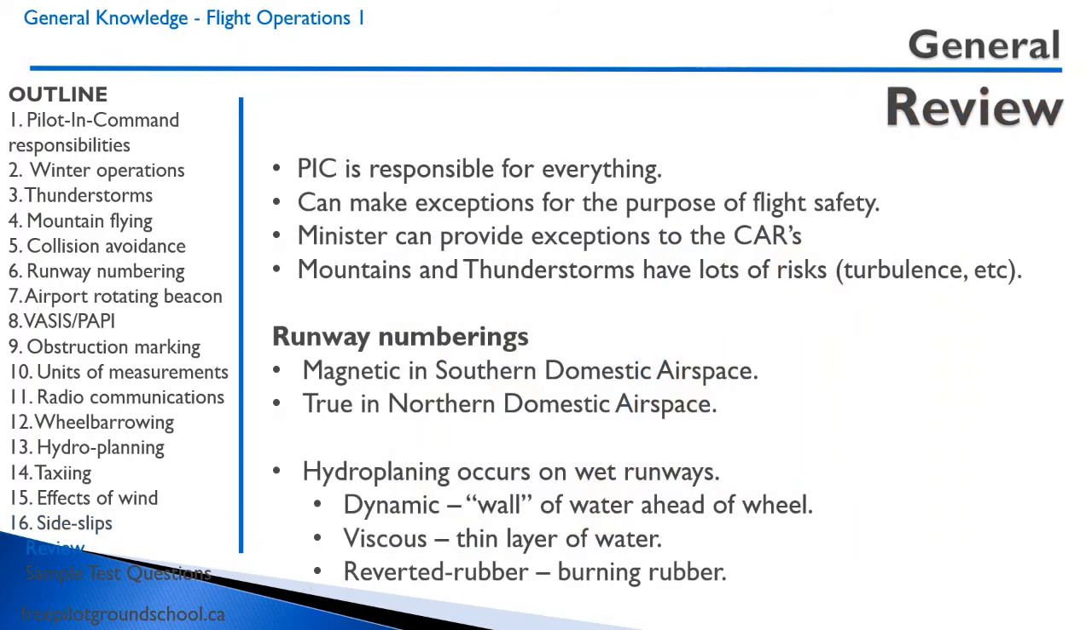Let's review. The pilot in command is responsible for everything. They can make exceptions for the purpose of flight safety. The Minister of Transport can provide exceptions to the CARs, but this is very rare. Mountains and thunderstorms have lots of risks. Runway numbers are magnetic in southern domestic airspace and true in northern domestic airspace. Hydroplaning occurs on wet runways. We have three types: dynamic, a wall of water ahead of the wheel; viscous, a thin layer of water; and reverted rubber, which is burning rubber or steam preventing contact with the surface of the runway.